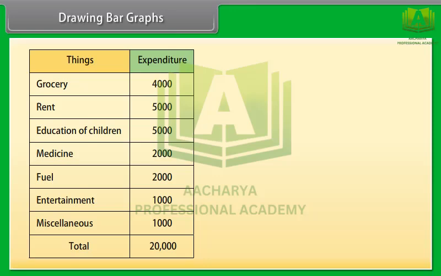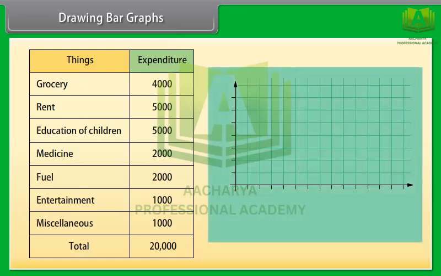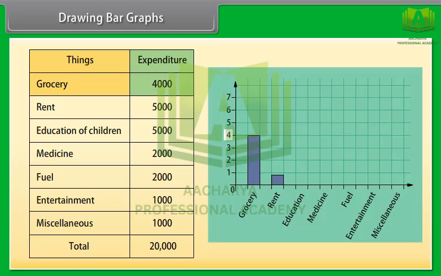For making the bar graph, we use the things given on the horizontal axis and expenditure on the vertical axis. Mark the things and the expenditure on both the axes. Here 1 means 1,000, 2 means 2,000. Now to represent our first thing, that is grocery, we have to make a bar of unit 4. Similarly, other things are represented leaving a gap of 1 unit in between 2 consecutive bars.